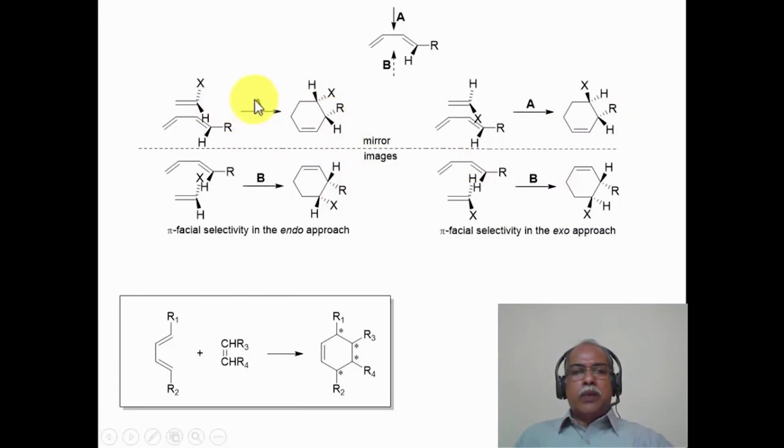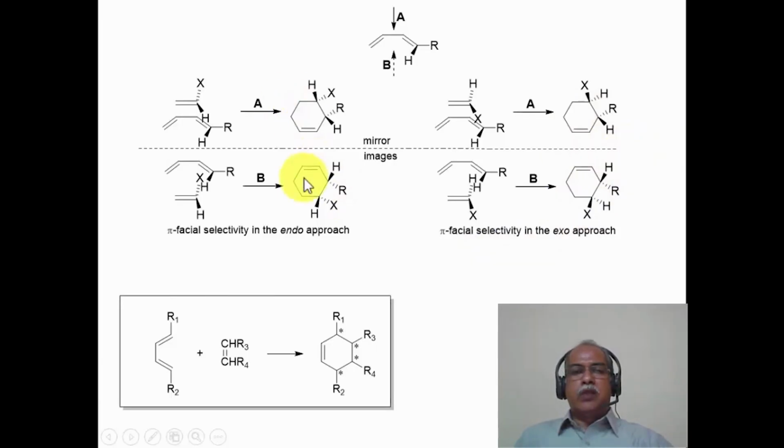Now, when the approach is taking place from either the A side or the B side, and if it is controlled as an endo approach, then you will produce a pair of enantiomers. So, these two isomers are enantiomers of each other. Similarly, if the approach from the A side or B side is an exclusive exo approach of the Diels Alder dienophile, you can see here the X group is exo, and here also the X group is exo, and that produces the corresponding diastereoisomer of this molecule.